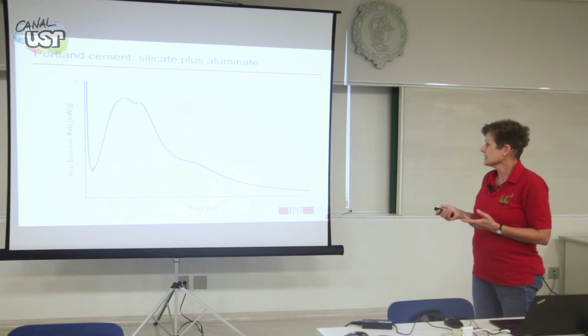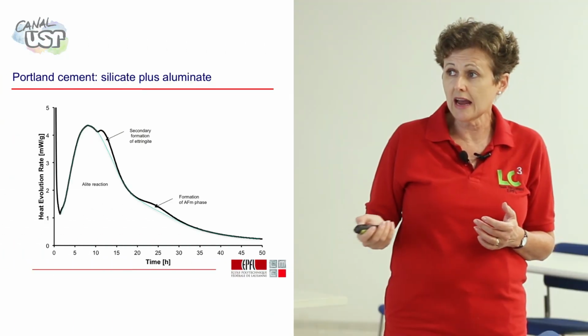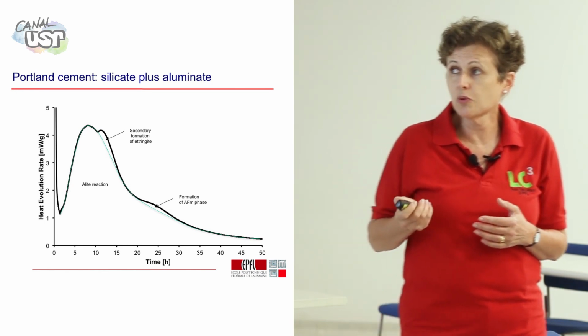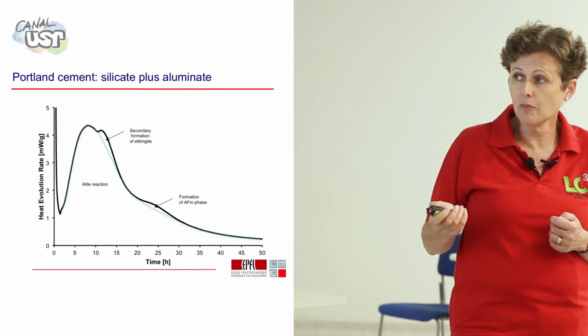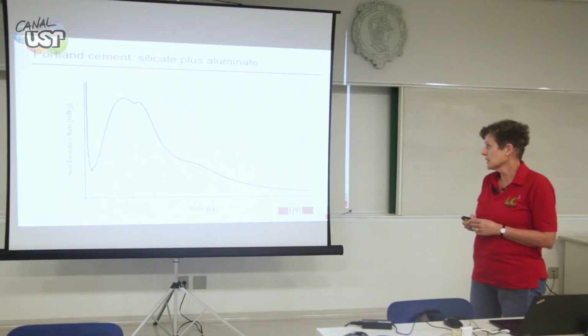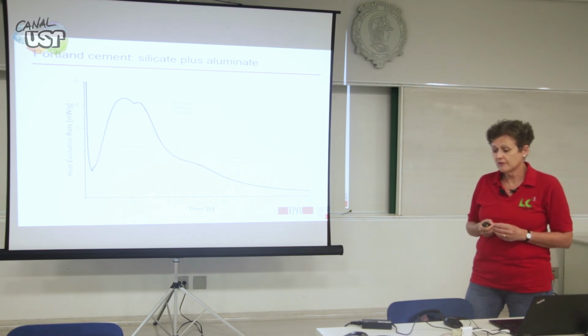And of course, the heat of reaction is not telling you what reactions are going on. It's just the sum of everything. Now, through parallel studies with microscopy, etc., we know that if you take a typical heat evolution curve like this, you have mainly in this early stage the alite reaction, and then superimposed on that you have the reactions of the aluminate phase. So this little hump here will actually be a secondary formation of ettringite, and this one here will be formation of AFm phase.